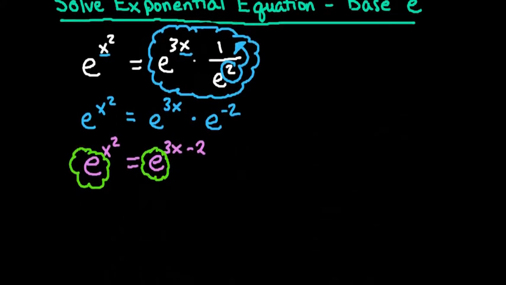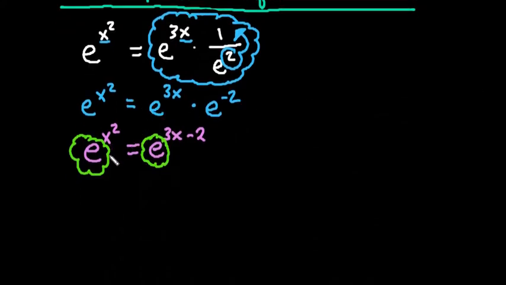So anytime you have the same base in an exponential equation, what you are going to do is set the exponents equal to each other. So I'm going to say x squared equals 3x minus 2. And for any values that make this true, that would make both sides of the equation equal to each other.